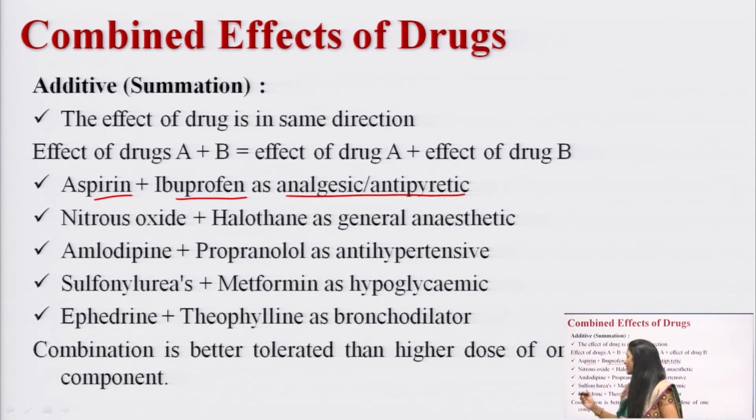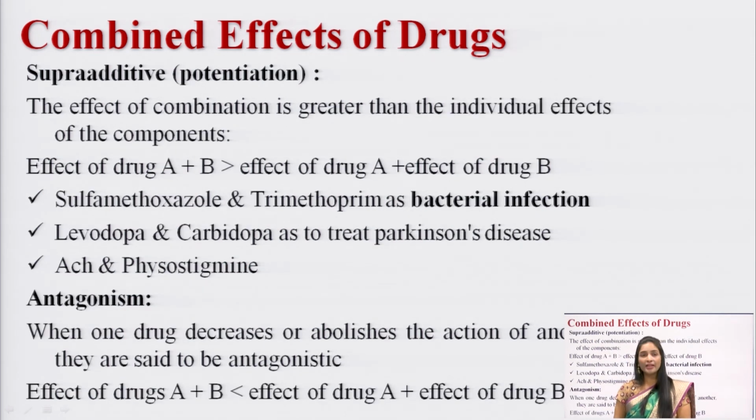Here there are examples like amlodipine, propranolol, sulfonylureas, metformin, ephedrine, theophylline. All these are drugs which, when given in combination, will cause synergistic action. And there are some drugs which will cause supraadditive action. For example, if I am giving the levodopa drug with the carbidopa drug, the effect of drug A plus drug B is greater than the effect of drug A plus the effect of drug B. So, here one drug is going to potentiate the action of another drug, which is called supraadditive.